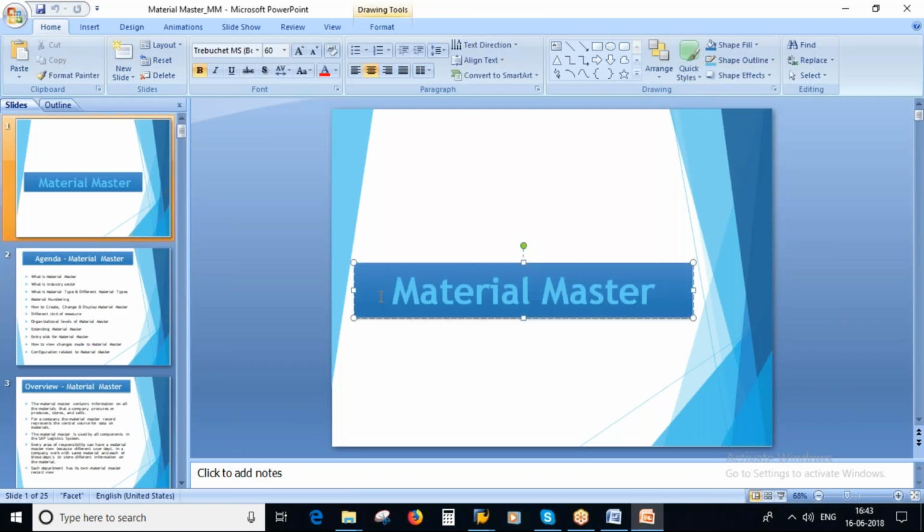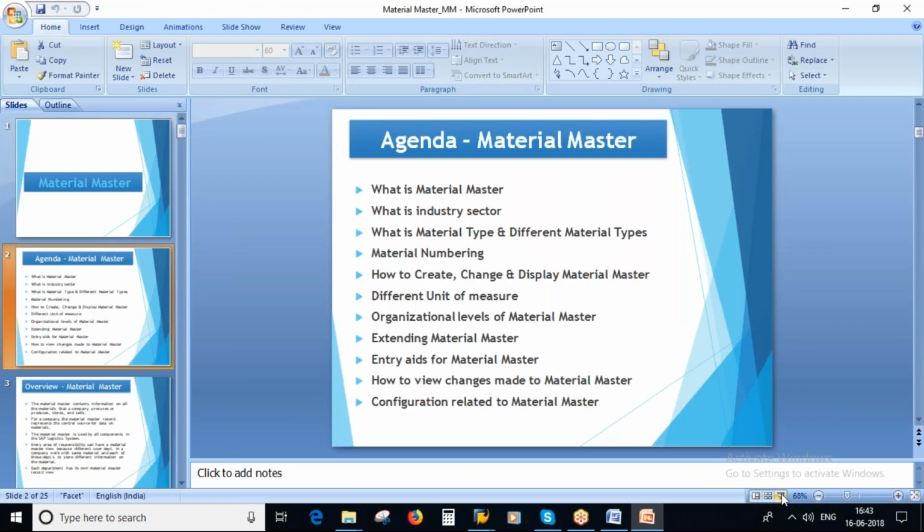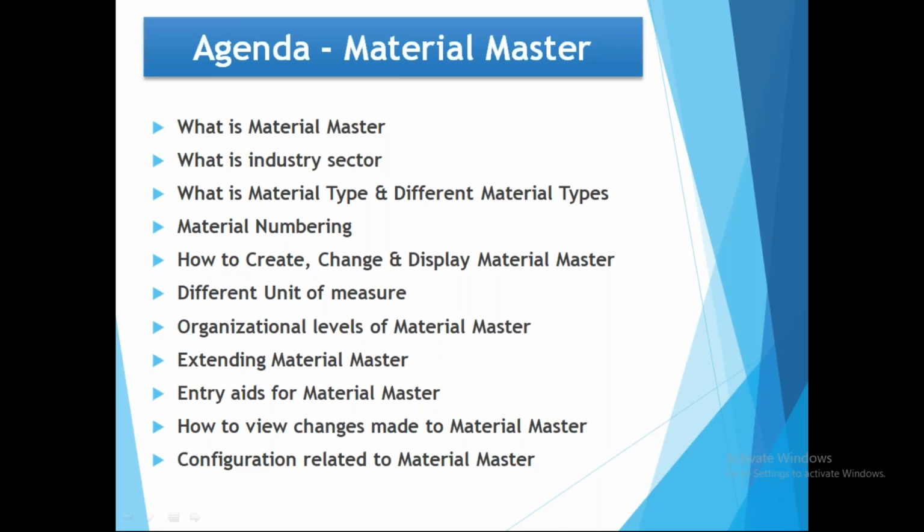Today we will be starting our next topic, that is material master. In the material master, the topics that we are going to discuss today are: we will see what is material master, what is industry sector, what is material type, what are the different material types we have, we will understand. Then we will understand the material numbering, what is material numbering.